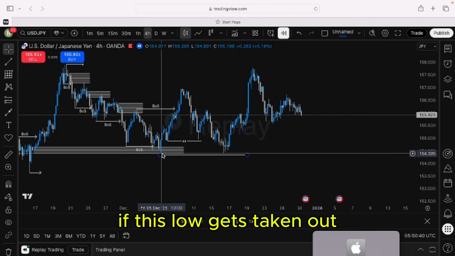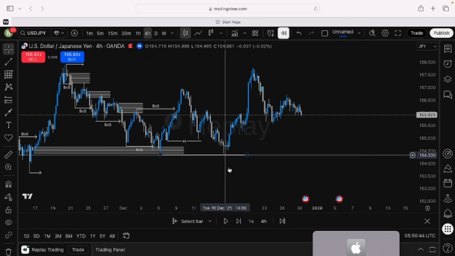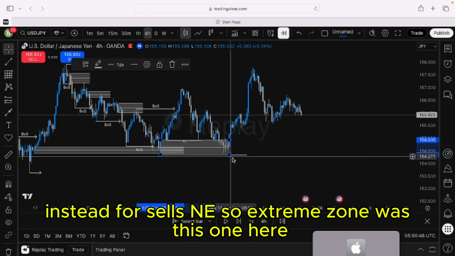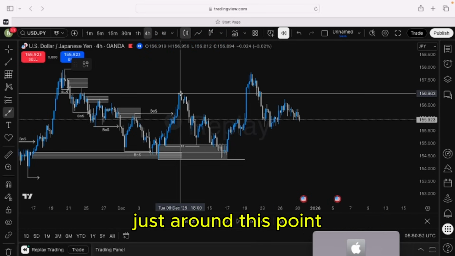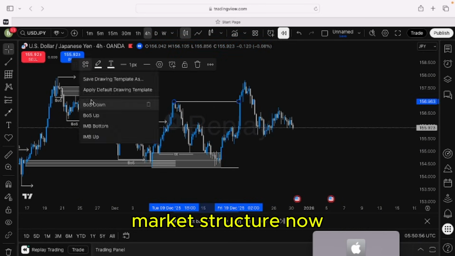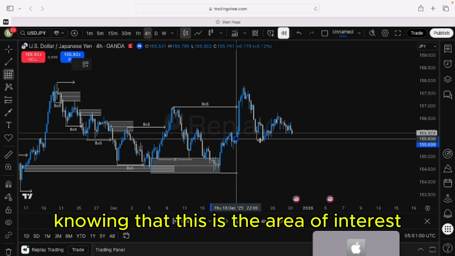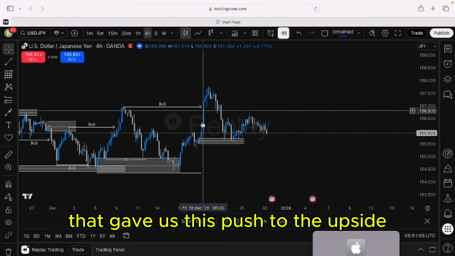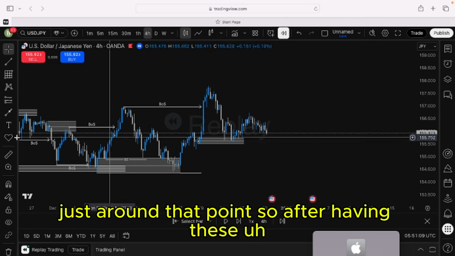If this low gets taken out, this one here, it means that we are no longer looking for those buys, instead for sells now. So the extreme zone was this one here. Then we had another break of structure just around this point, just because we are focusing on the current market structure now. So break of structure to the top, knowing that this is the area of interest. As you can clearly see, this is the last candle that gave us this push to the upside, and then we also had an imbalance just around that point.